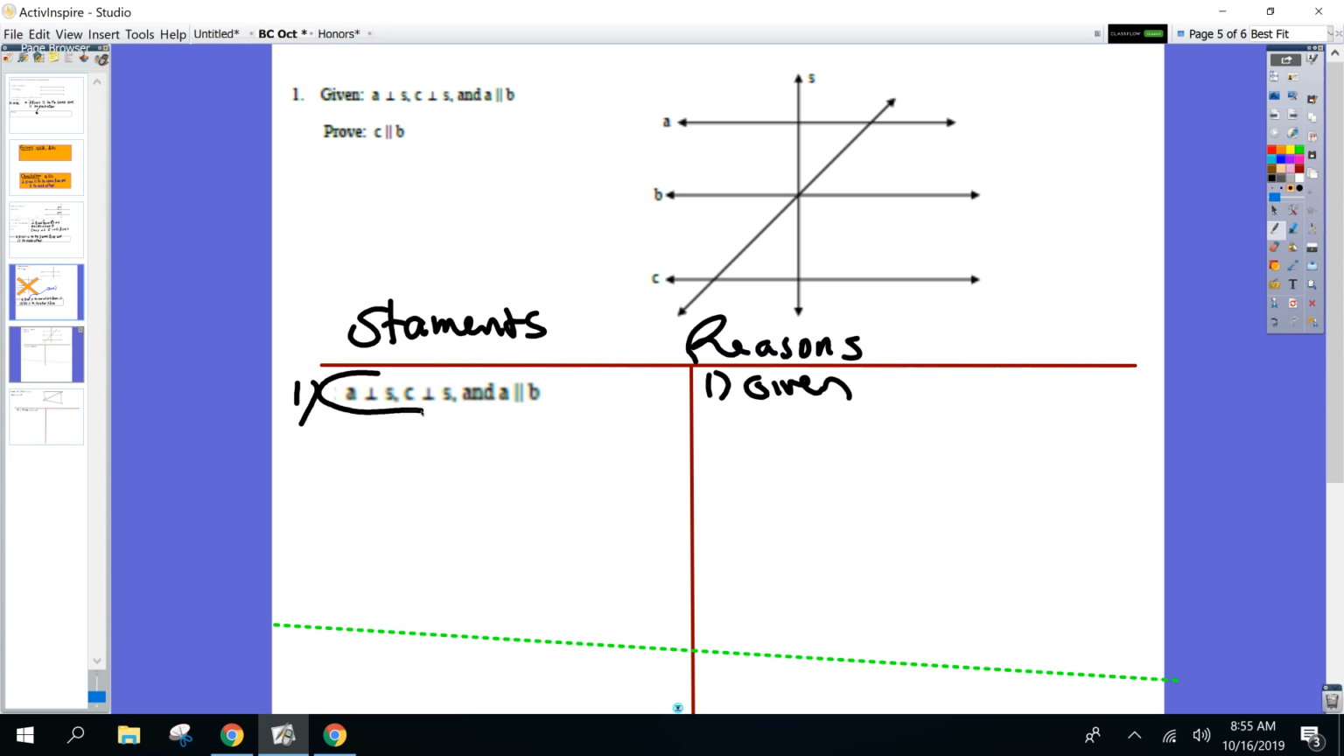Everyone see the first two perpendicular sets of lines. A is perpendicular to S. C is perpendicular to S. In your group, discuss a conclusion and a reason for your conclusion right now. You have A perpendicular to S, C perpendicular to S. Something we've talked about.